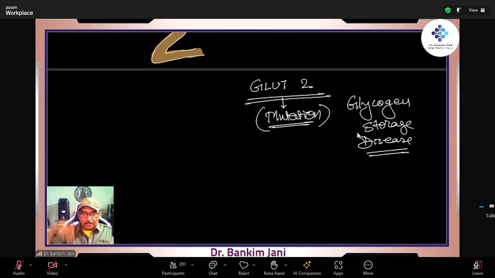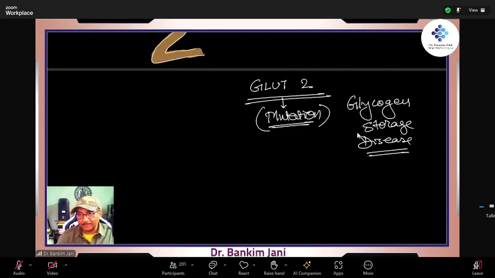Now it makes complete sense, because insulin came to the liver, and it is stimulating, telling it, let's fill. But this GLUT2 is not functioning at all. So in such cases, there will be glucose intolerance. See, in case of mutation, everything would be affected.